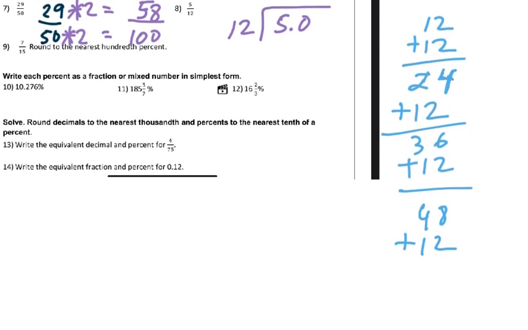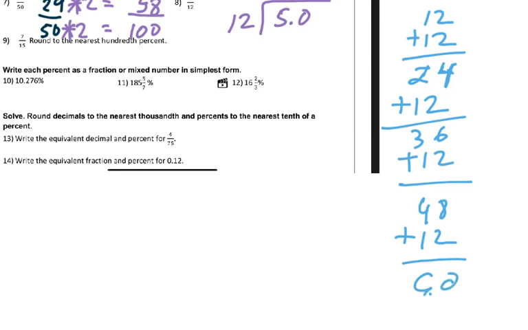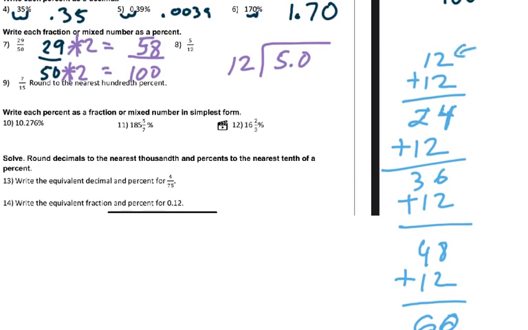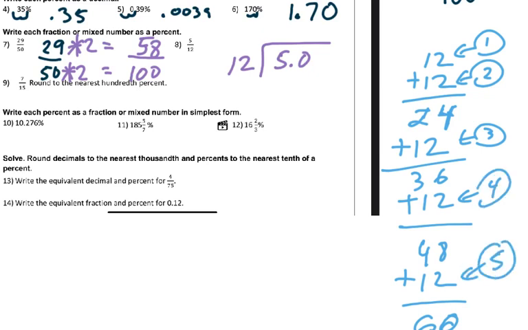At another 12, we're at 60, and this is where I go bust. So let's see, how many do I have? 1, 2, 3, 4, and at 5, we go bust. So we know that this works 4 times.